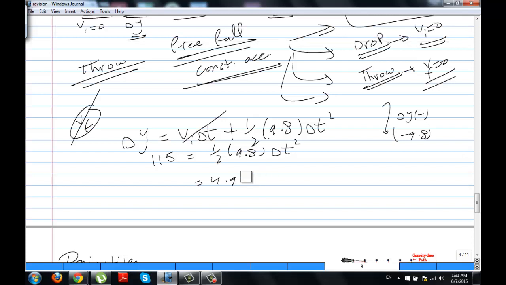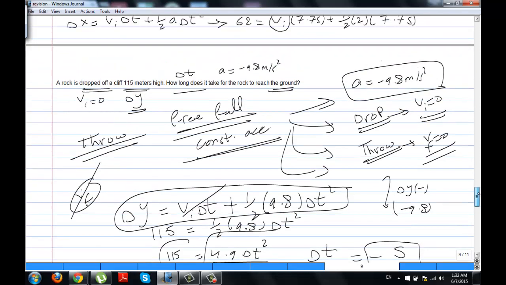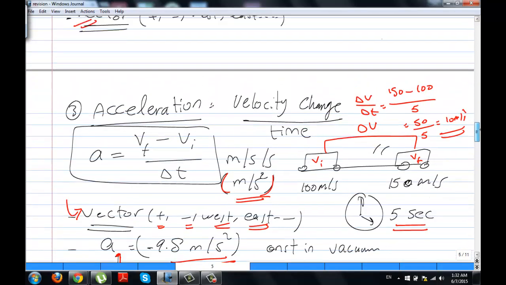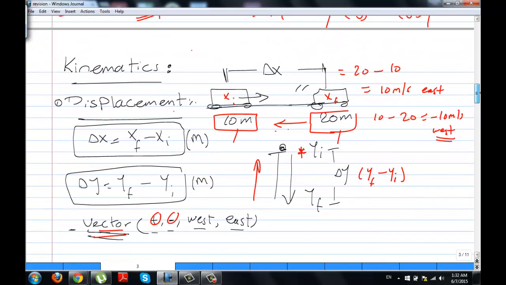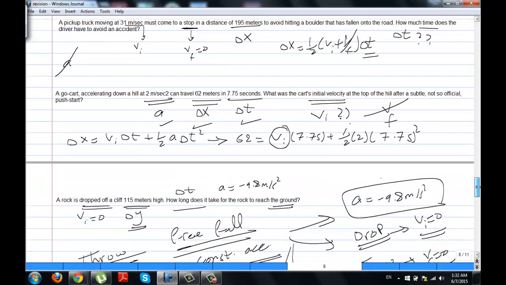One of the common mistakes in this particular problem is that people are always forgetting to put the square on the t. They put it in the equation, but they forget to put it in the problem itself when they are solving it. Divide by 4.9, and then get the square root to find the delta t in seconds. So now we solved 4 problems for the constantly accelerated motion. Also, we solved some problems related to the basic kinematics, velocity, acceleration and displacement.